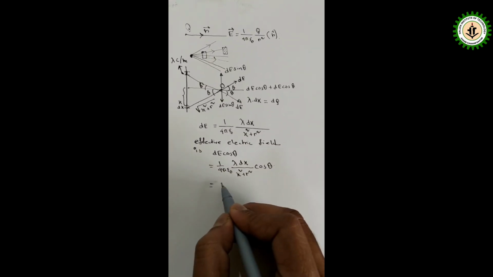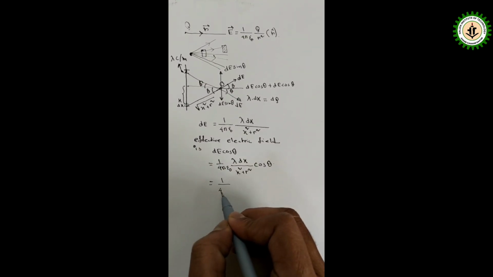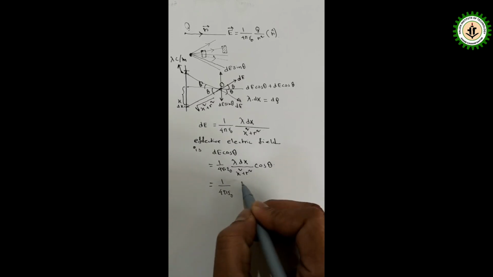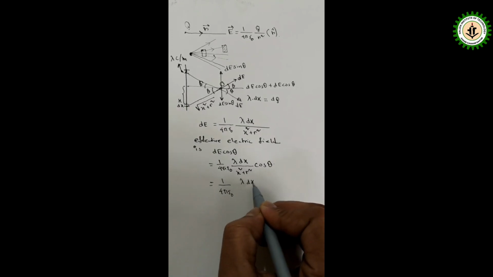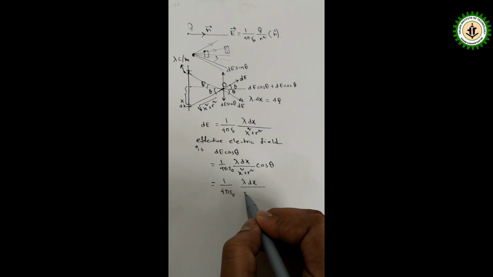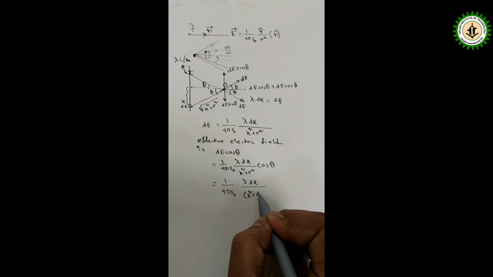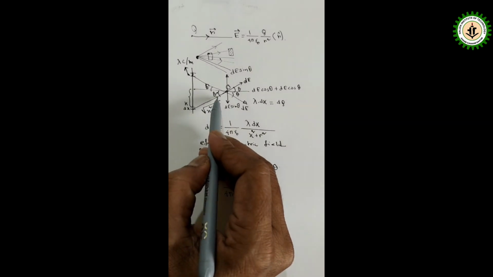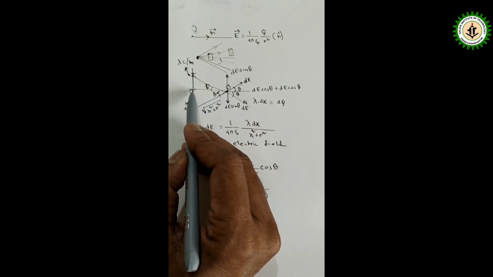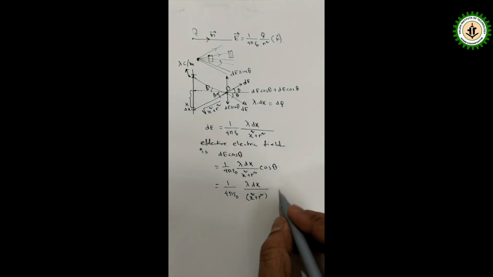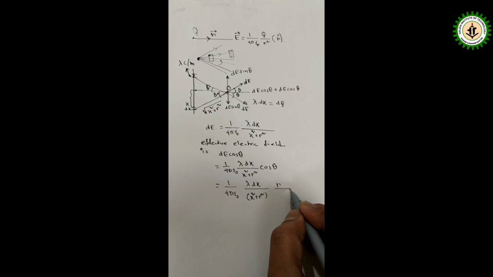Now what is the value of cos theta? I can easily calculate that: it is 1 by 4 pi epsilon naught lambda into dx by x square plus r square. If I consider this is theta, so obviously this is my base and this length equals r, so I can write r by root over of x square plus r square.